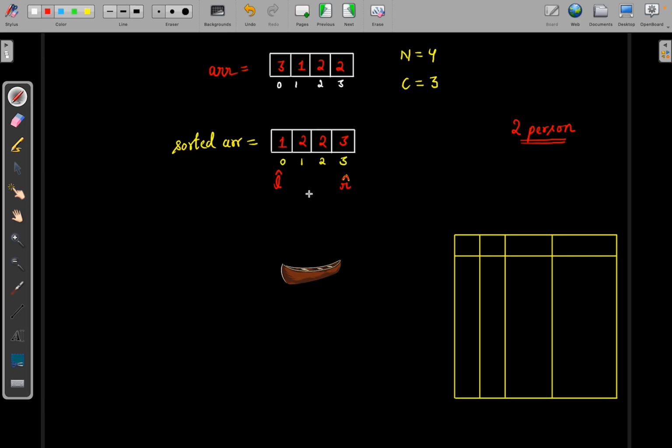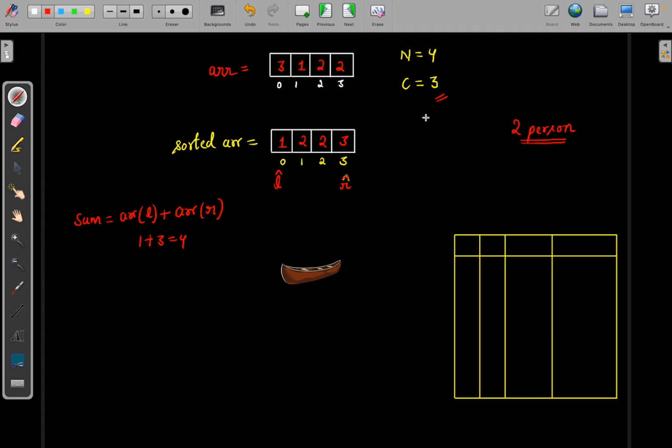So 1 and 3. What I will do is first check the sum of the 2 weights. So I will take ARR of L plus ARR of R, and I will get the sum. Suppose here I am getting a sum of 4, right? 1 plus 3 equals 4, which is not permissible, because the capacity is 3. That means I can fill with only 1 person.